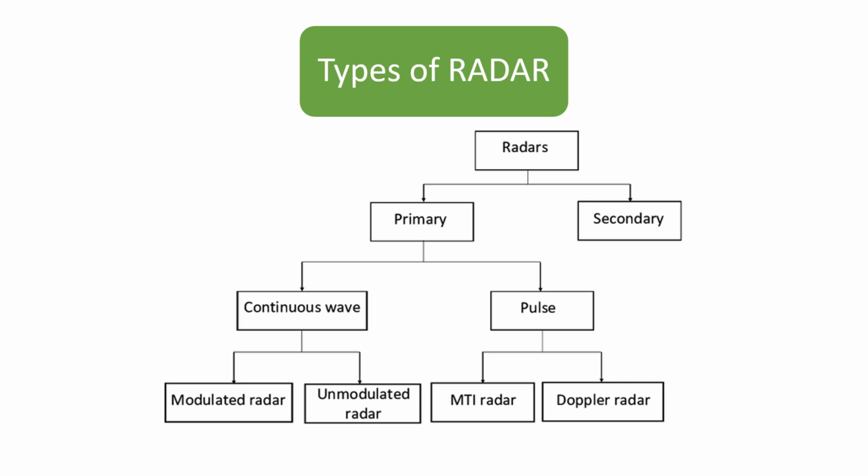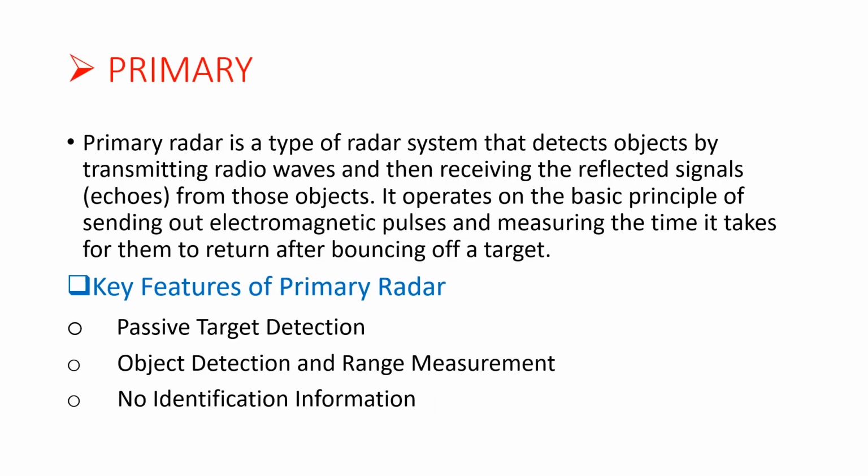Here comes radar classification. Radar is majorly classified as primary and secondary. Primary is then classified into continuous wave and pulse wave based on the signals we are emitting. Continuous wave uses continuous electromagnetic signals, unlike the pulsed signals in pulse radar. Continuous wave is further classified into modulated radar and unmodulated radar, while pulse is classified into MTI radar and Doppler radar.